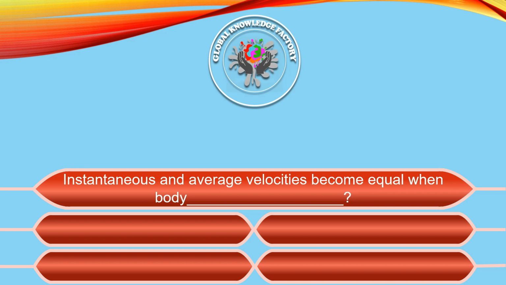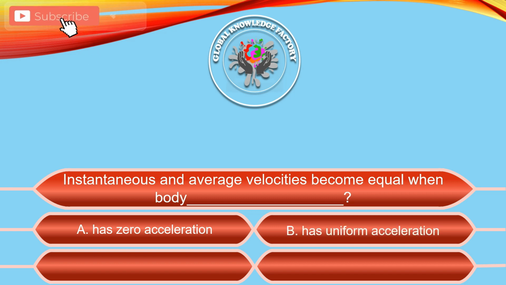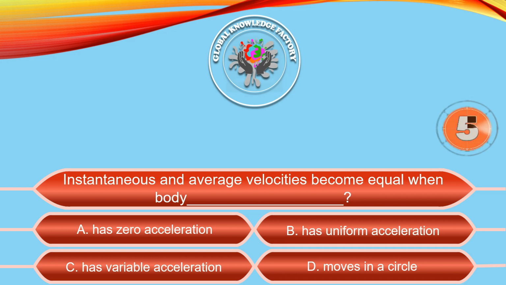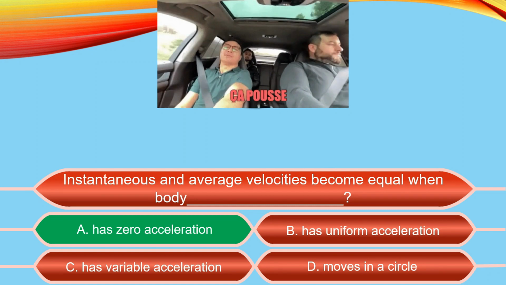Instantaneous and average velocities become equal when body: A. has zero acceleration, B. has uniform acceleration, C. has variable acceleration, D. moves in a circle. Answer is A. has zero acceleration.